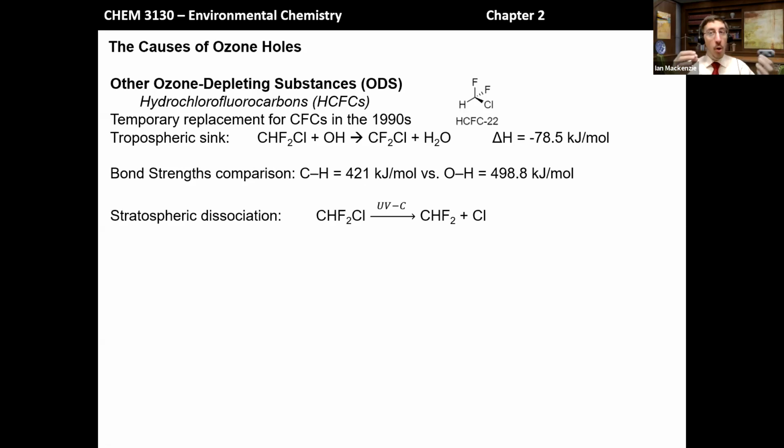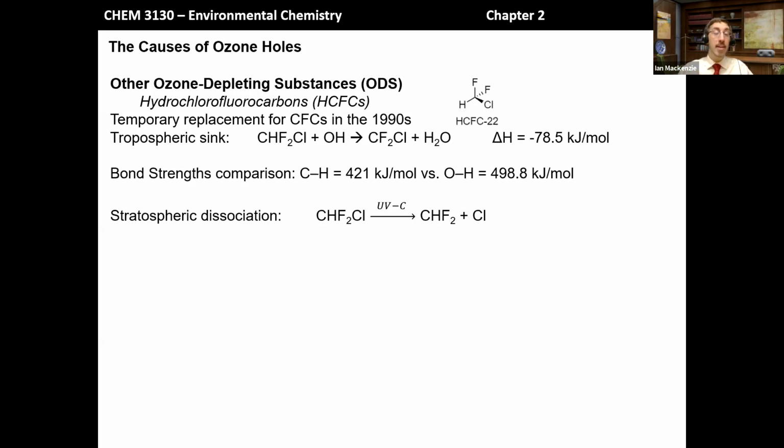Now, not all of the HCFC will be removed via the tropospheric sink. There's always going to be some fraction that escapes into the stratosphere. And in this case, that could be about maybe 5% of the HCFC will escape the tropospheric sink and rise into the stratosphere. And what occurs in the stratosphere is very similar to CFCs. We'll have absorption of UVC light and then dissociation of the carbon-chlorine bond to produce a free chlorine atom that can then go on to participate in ozone destruction.